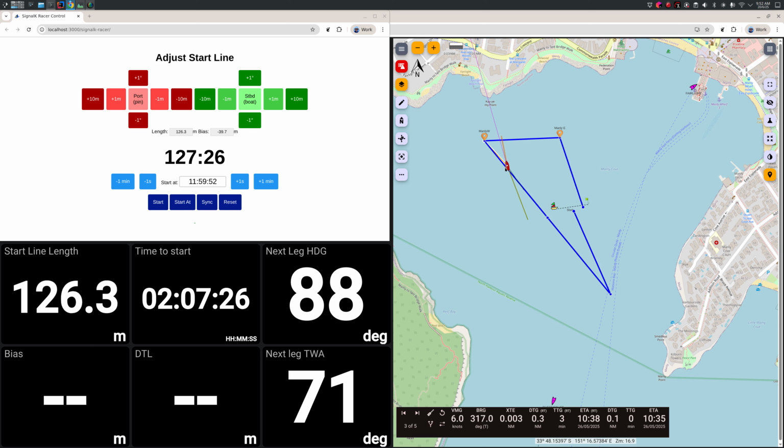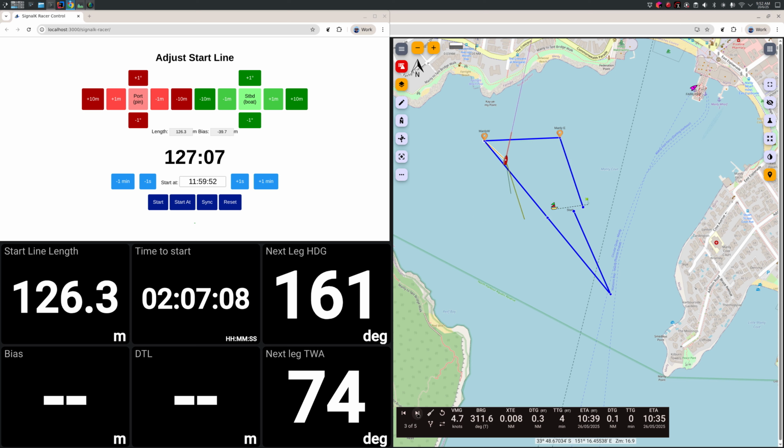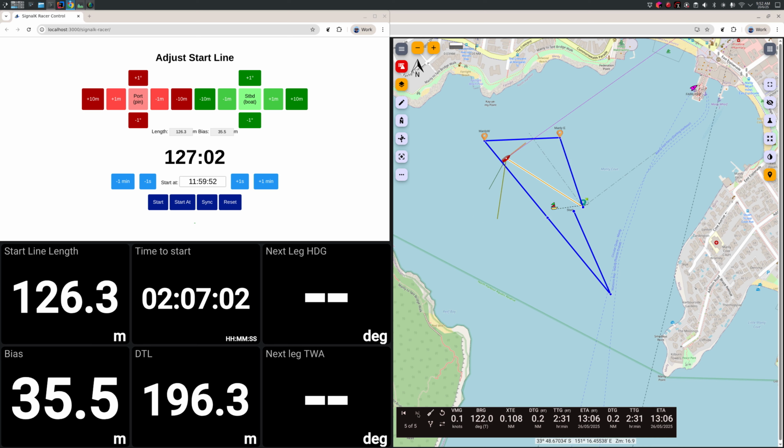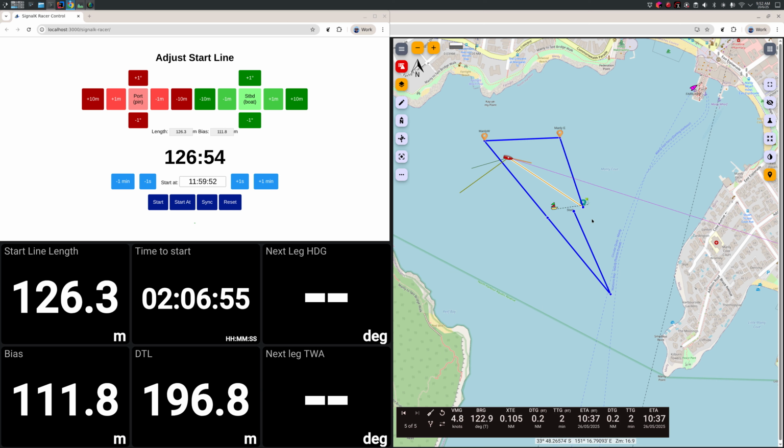And once we're on into the course, going beyond leg 1, the plugin stops calculating the line bias and the distance to the line because that's not necessary once you're in the course. I might actually change it so that when you're on the last leg, let's go to the last leg. Yeah, on the last leg I did make this change. It's telling me the distance to the line, just in case your start line is your finish line, so you know how much further you have to go to get to the finish line. And of course there is no next leg, so you're not getting a next heading or a next true wind angle.